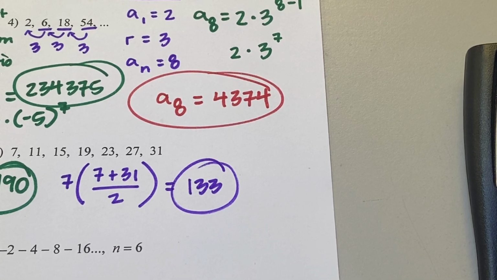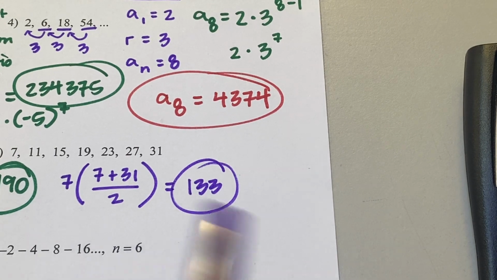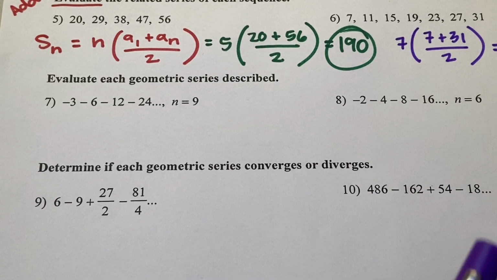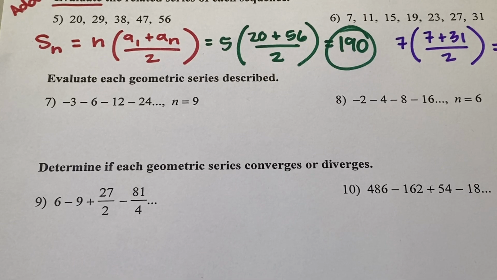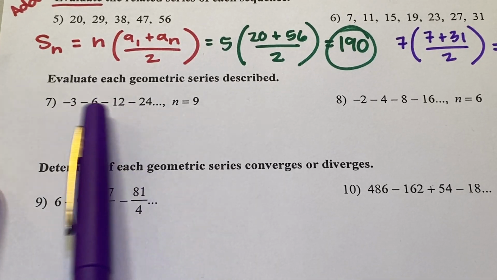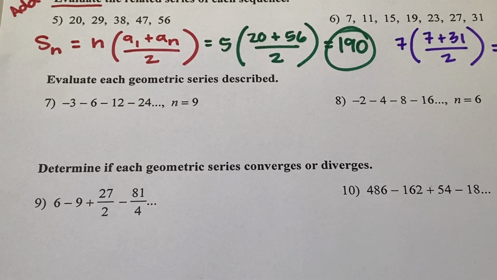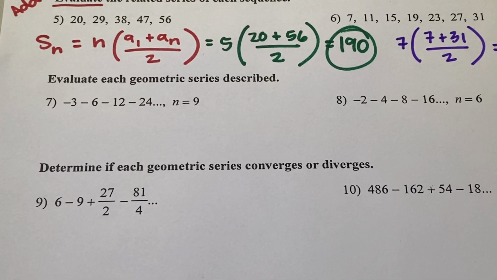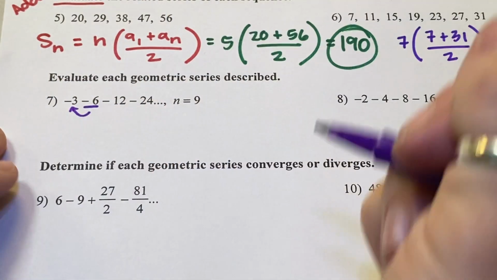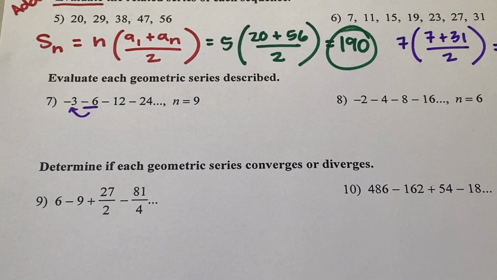It's just a different type of sequence. These were arithmetic, where it's adding the same number each time. Now we're going to find the sum of a geometric sequence. Honestly, it's just another formula. So we have our geometric sequence here. Let's find the rate, because we have to know how it's changing each time. So let's take -6, divide by -3. What is my rate here?